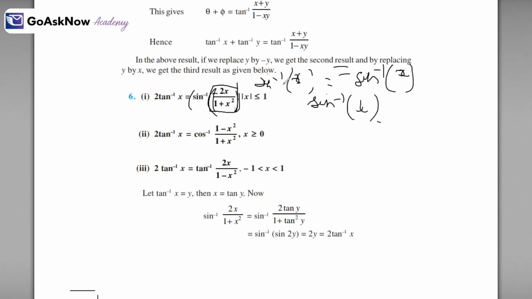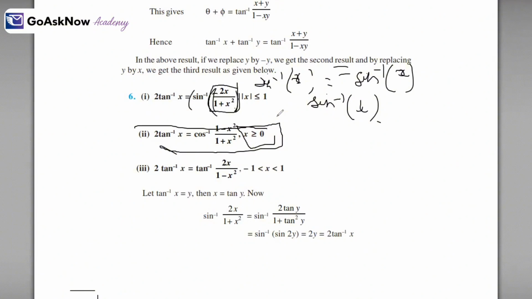So these formulas should not deviate from the original formula. Similar to that formula, tan inverse x equals cos inverse of (1 minus x square) upon (1 plus x square). The condition for that is that x should be greater than or equal to 0. Here x should be greater than or equal to 0 only. If x is less than 0, then what happens?